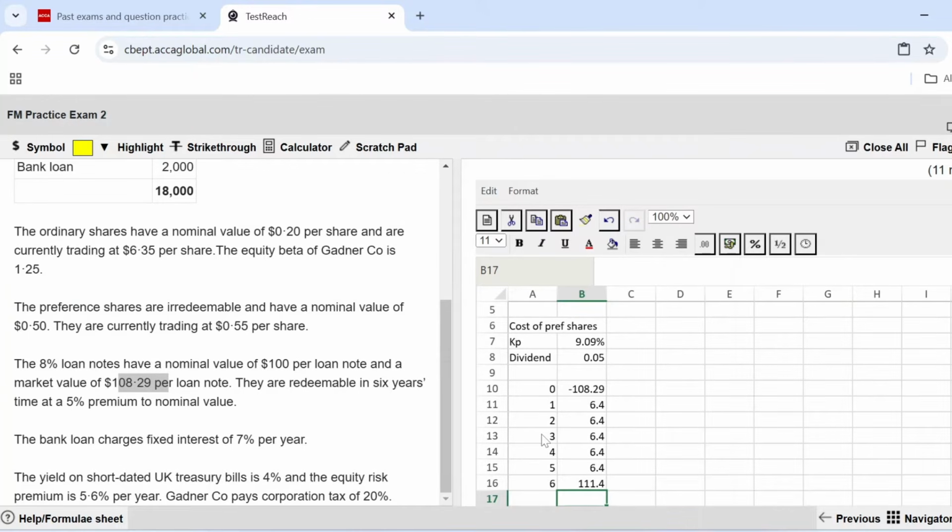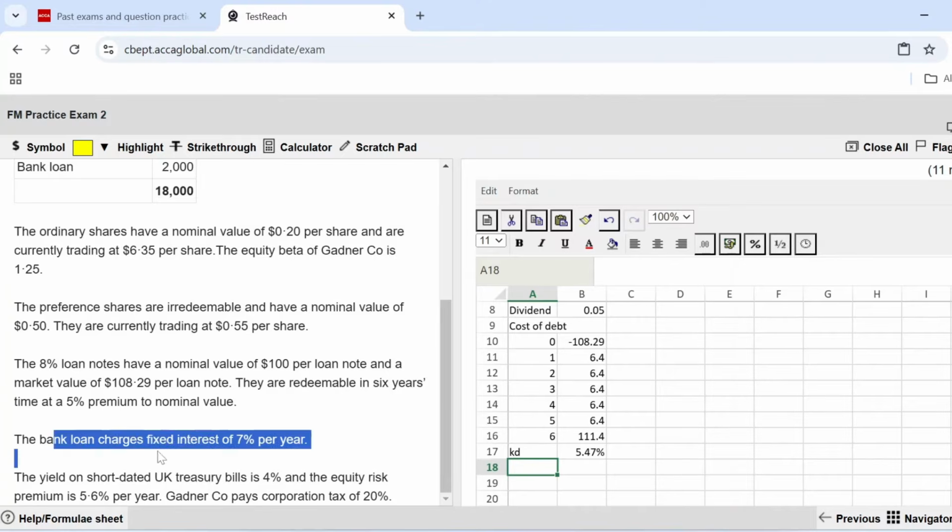Now what we are going to do is we are going to simply use the IRR formula, equals IRR, and we are going to select all of the cash flows. And with this, you will get your after tax KD. So you convert it to the percentage format, and this is your after tax KD. So you will say cost of debt, and you will write KD over here. So now this is your KD all calculated.